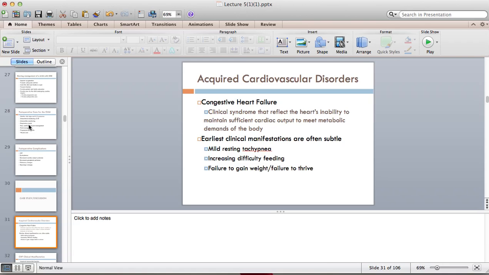Okay. Any questions from those congenital ones before we move to the acquired ones?